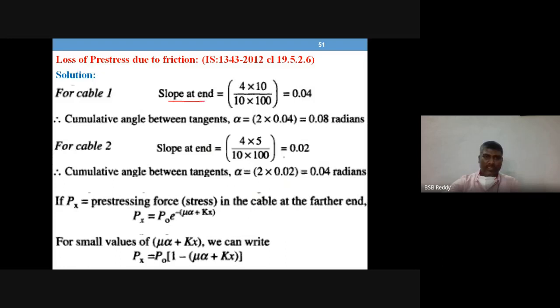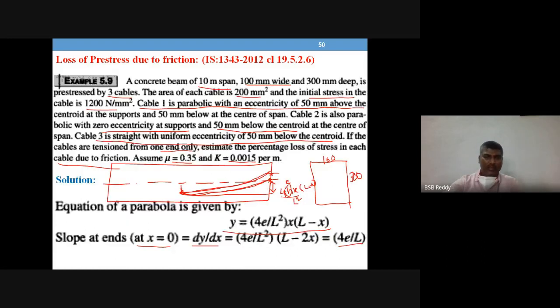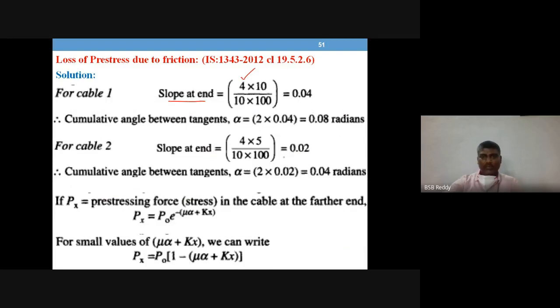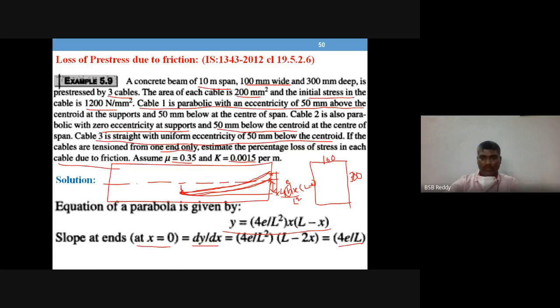So the slope at the end is 4 times E, where E means the total eccentricity with respect to the center, it is 100, right? 50 above and 50 below. So when compared to this, the total is 100. So this is 10 centimeters. Even if you go with 100 mm also, no problem. 10 meters converted to mm is 1000. That also is possible. So 0.04. So 4 times E by L is the formula. 4E by L.